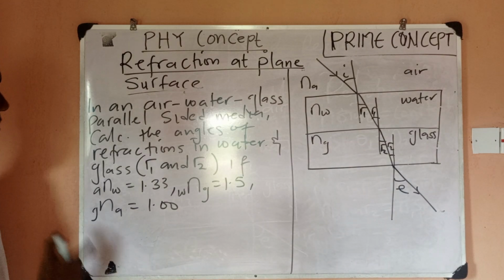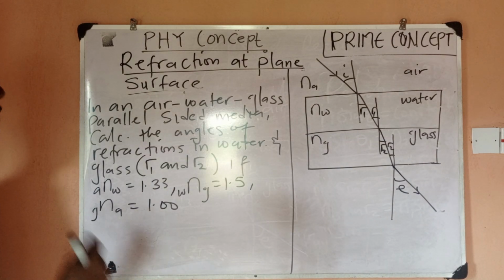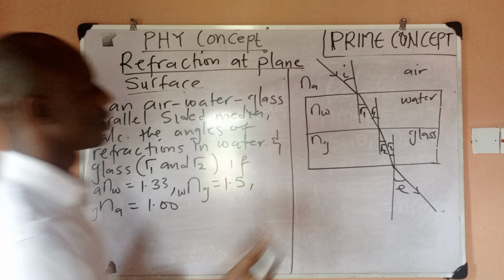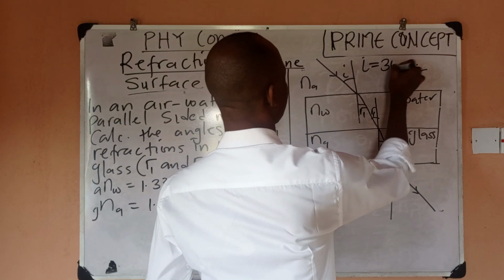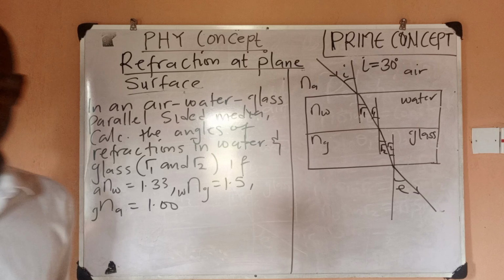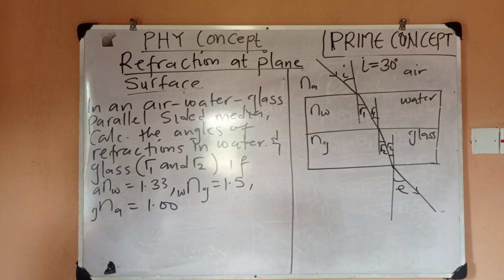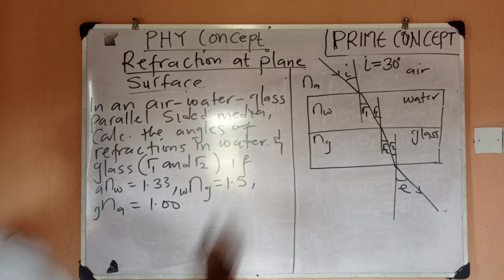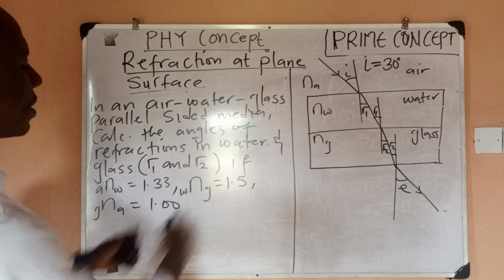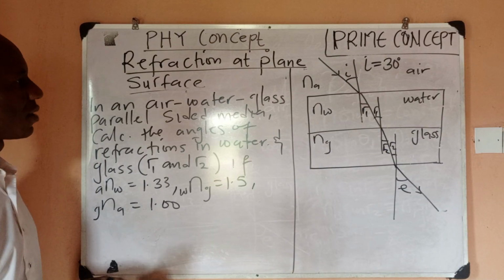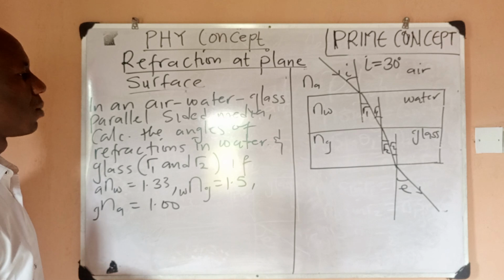Now something is missing, which I believe I omitted when I was writing the question. What is missing is that i is equal to 30 degrees. Let me confirm that. Okay, so that is the angle of incidence. That is the actual value. I omitted it, I forgot to add it, but it is in the question. Now let's solve this problem very quickly.